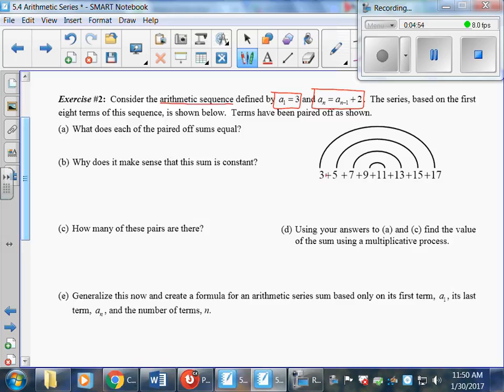Well, what I mean by that is, what is 3 plus 17? What is 5 plus 15? What is 7 plus 13? Well, we can see that they equal 20. Why does it make sense that the sum is constant? Well, can we talk about that a little bit?